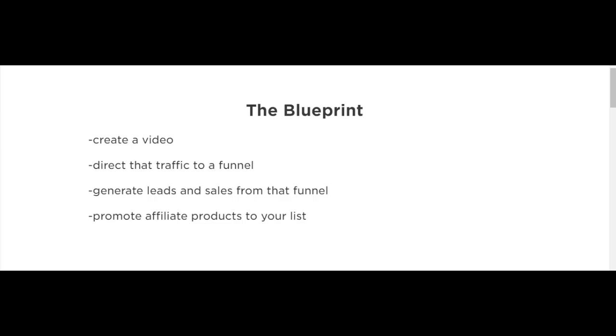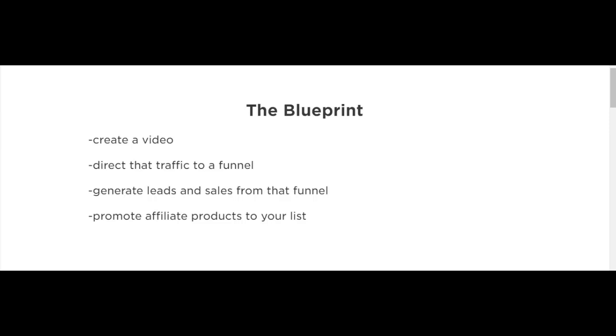Now, before I go any further, I want to quickly show you the blueprint that I'm going to be talking about in this course. So there's a few steps for this blueprint. The first step is to create a video. And this is not just any video. The video that you're going to be creating for YouTube is going to be a video that has a good chance of going viral and a good chance of generating a lot of traffic. Now, it's not guaranteed, but there are a few things you can do to make sure that you create a hit video. Okay, so I'll be talking about that in this course.